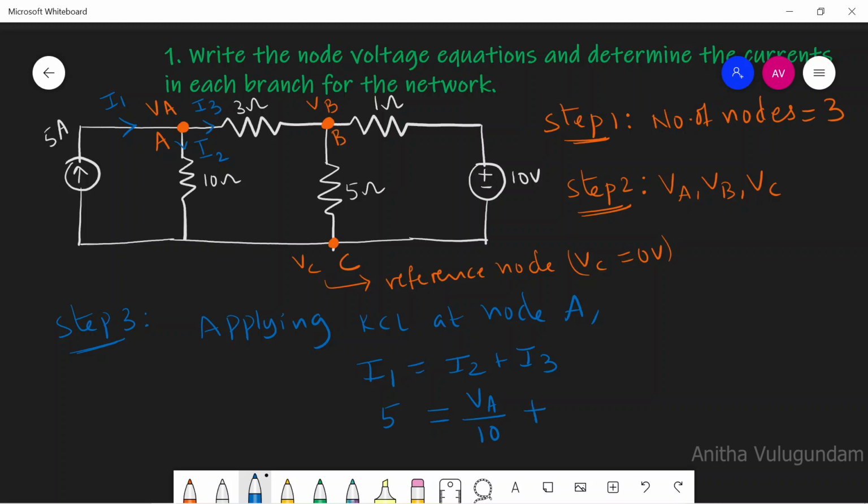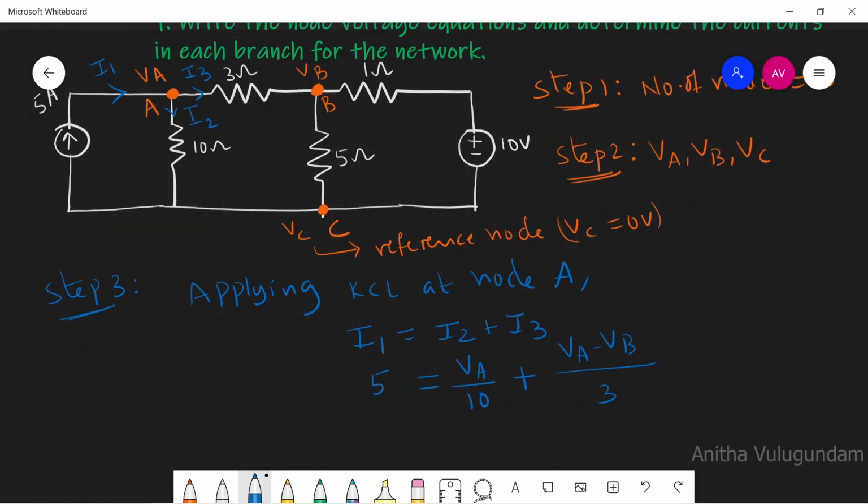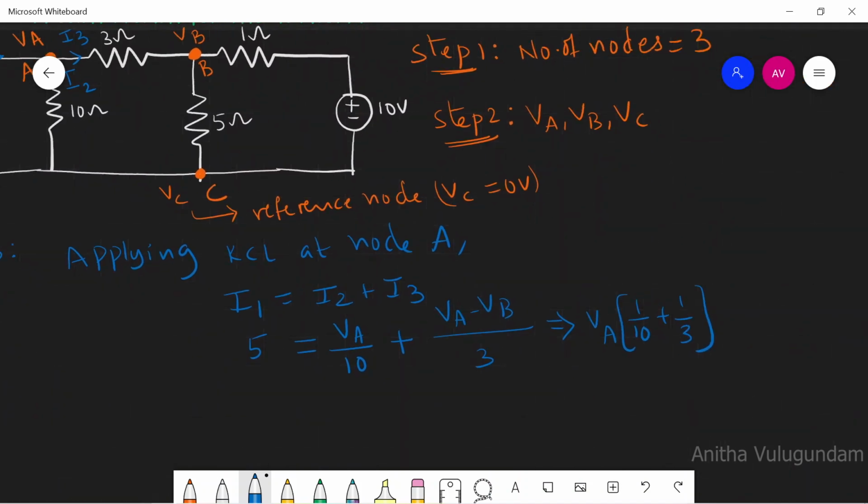Next, I3 is given by VA minus VB divided by 3, because current always flows from higher potential to lower potential, so VA is greater than VB. We can rewrite this equation as (1 by 10 plus 1 by 3) VA minus VB by 3 equals 5. Let this be equation number 1.